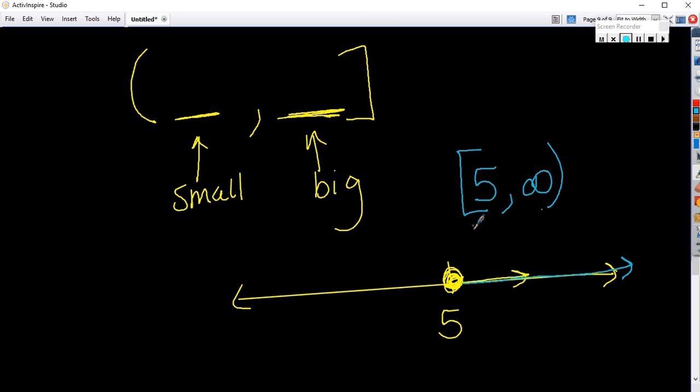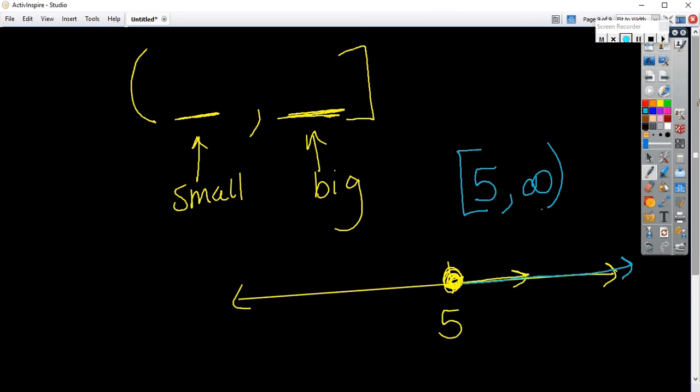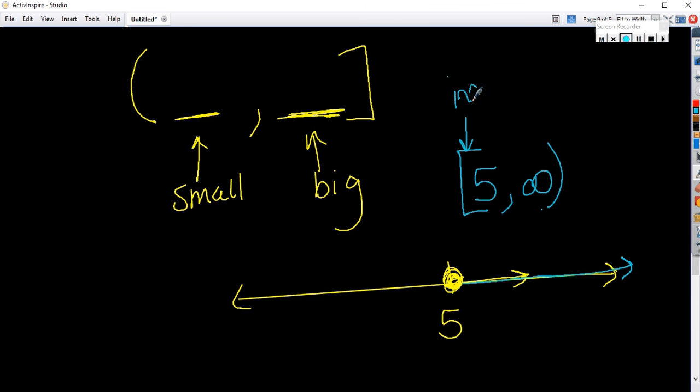What about why it's parentheses? All right, this means includes. So because it's filled in, it includes. This means does not include. Because you can't actually be infinity, so you would use a parenthesis.